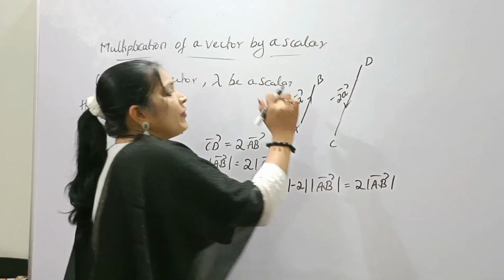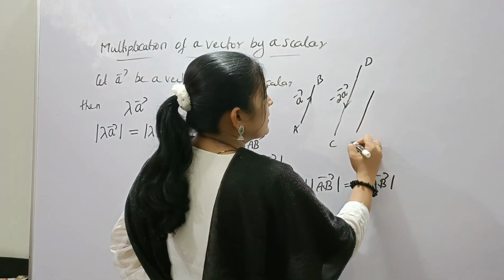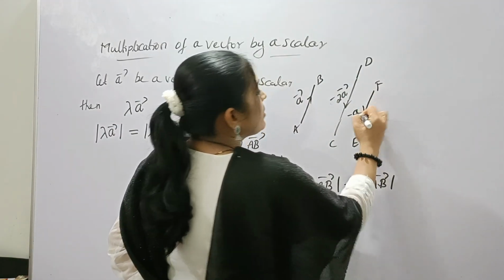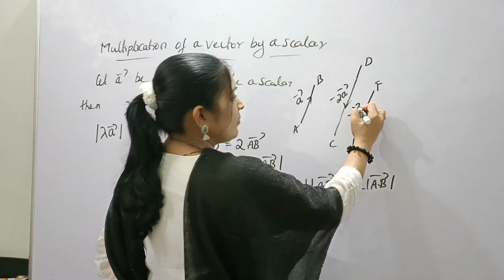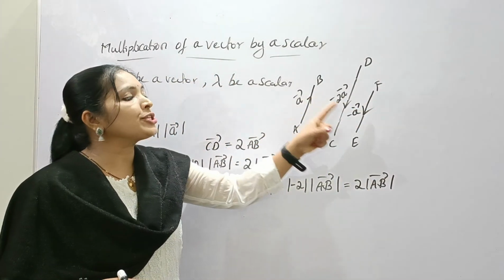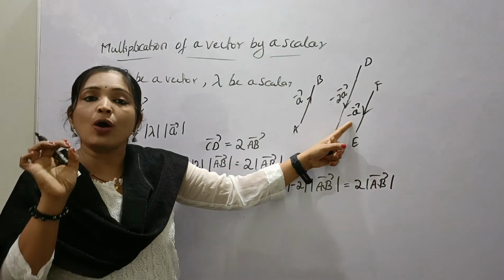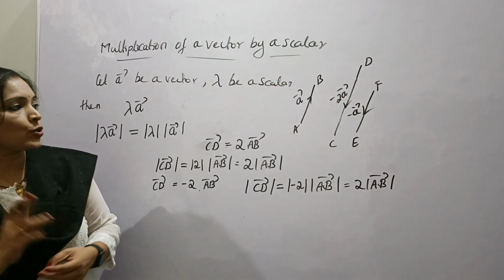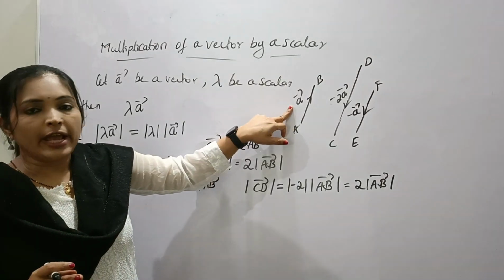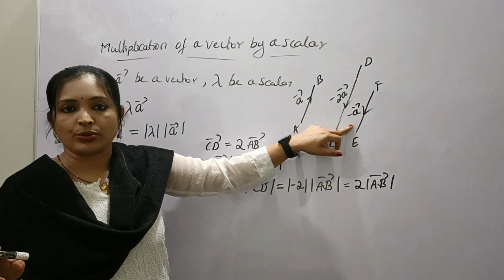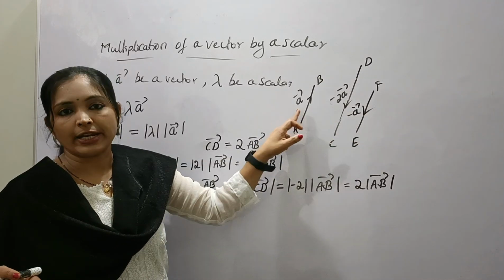So, here vector A, let's take EF. It is opposite direction, vector minus A. So here also vector A and minus vector A have the same magnitude but opposite direction. Okay, so remember vector A and minus vector A have the same magnitude but opposite direction.